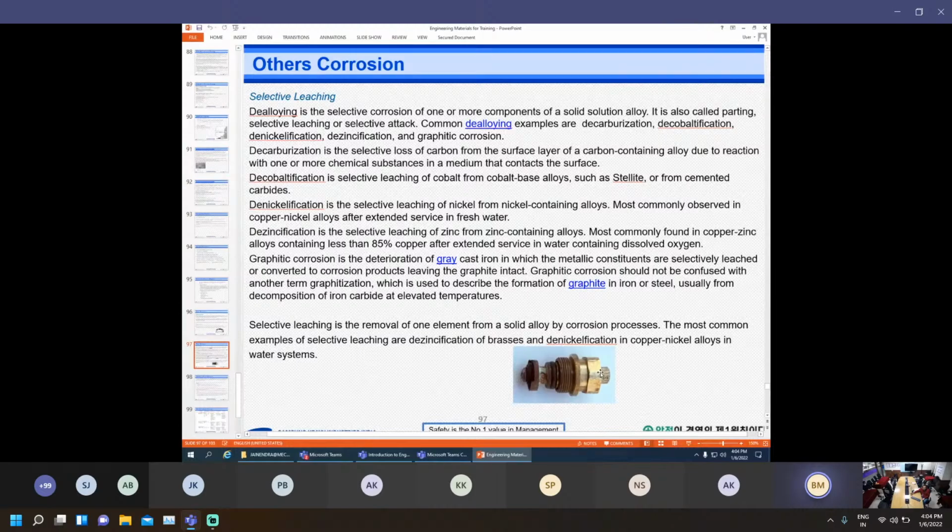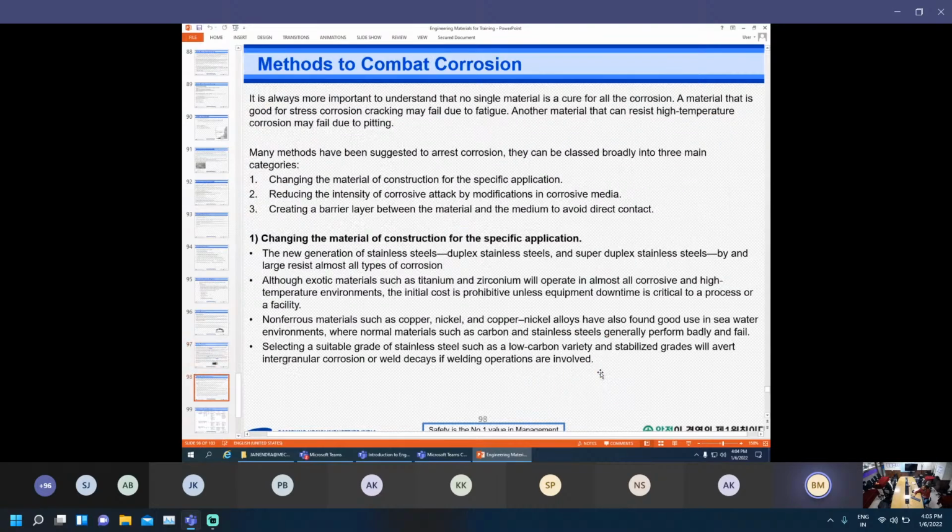So this is called selective bleaching, meaning removal of particular material or the surface from some area, not from all the levels. Examples are dezincification of brass and denickelification in copper-nickel alloys in water systems. So selective bleaching means in the particular area, corrosion will be there.